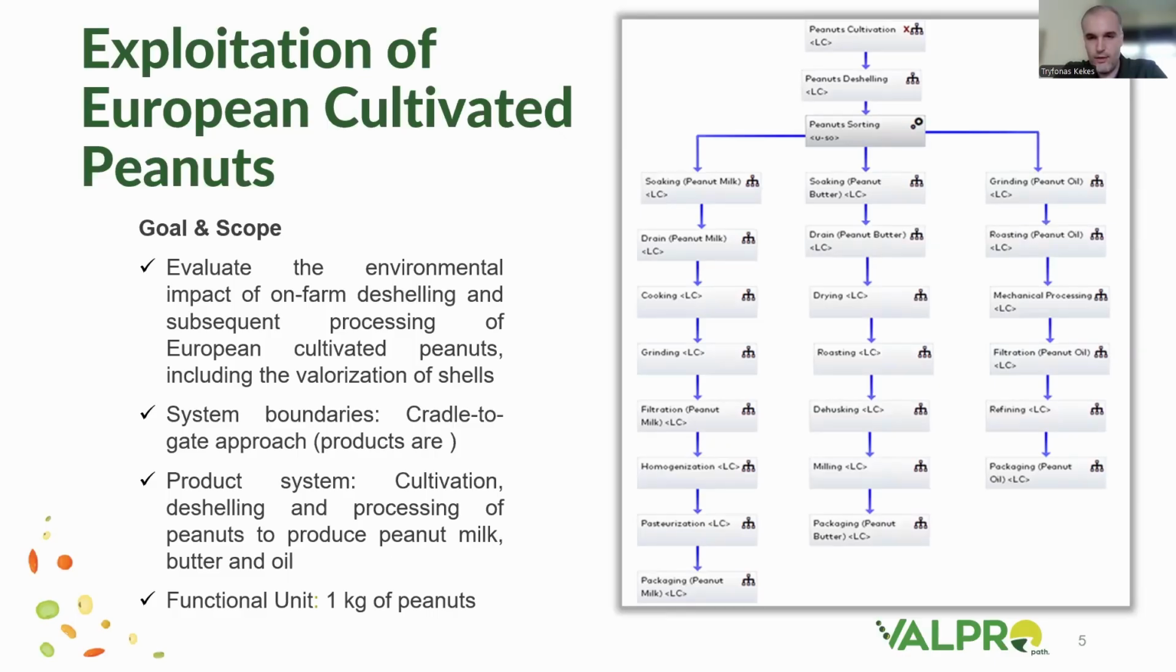You can see also the flow chart that we have identified and collected all necessary data. Our system boundaries were up to the gate of the factory, meaning that in this analysis we didn't take into account the consumer phase, since our primary objective was to evaluate if the European cultivated and processed peanuts are more sustainable compared to peanuts that are imported in Europe.